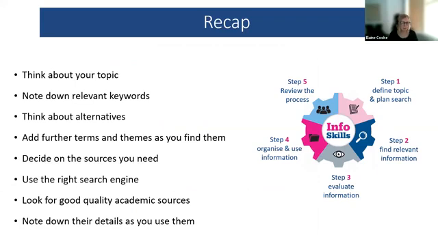So just to recap from the session, back to the start, search strategy: think around your topic, note down keywords, think about alternative terms, add further terms and themes as you find them, decide on the sources that you need and use the right search engines. Look for good quality academic sources and note down their details as you use them so that you can locate them again and format your referencing for your bibliography.